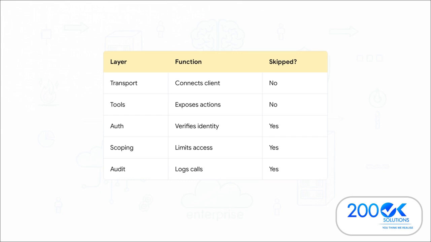Layers 1 and 2, that's the transport layer connecting the client, and the tool definitions exposing specific actions, those are almost never skipped. I mean, they're the fun part, right? So the crucial point is what happens next. Layers 3, 4, and 5, authentication to verify identity, resource scoping to limit data access, and audit logging. These are constantly, and I mean constantly, skipped in public GitHub prototypes. Now sure, that might be fine for a personal desktop setup, but for enterprise data, skipping the bottom of this iceberg is basically how you fail catastrophically.